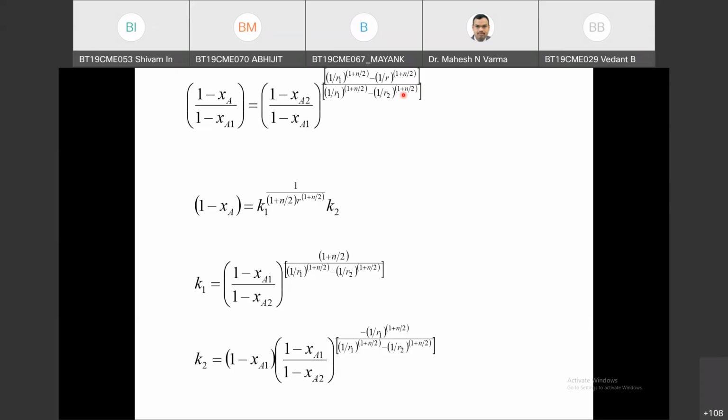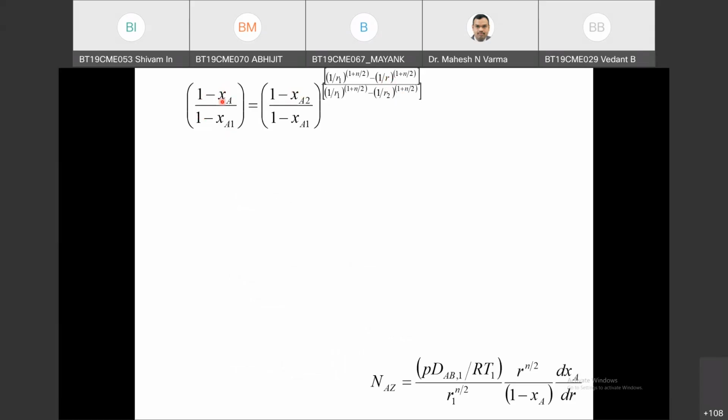N was equal to, what was the N? N will be equal to 1 actually. So that is the previous concentration profile we got: (1 minus R1 divided by R to the power 1 plus N by 2) whole divided by (1 minus R1 divided by R2 to the power 1 plus N by 2). I use this at a given value of R, and I can get a given value of concentration. This is my concentration profile.